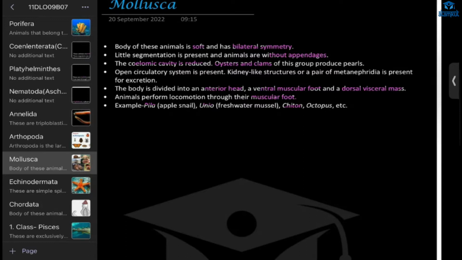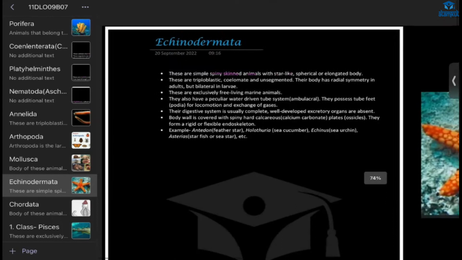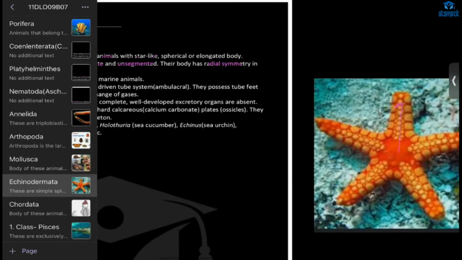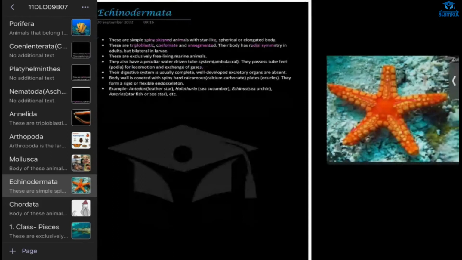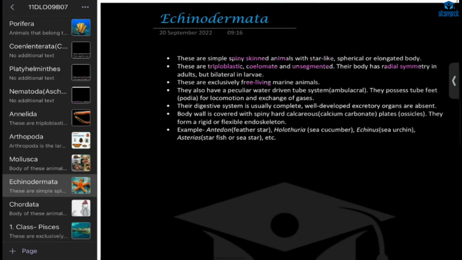All these are examples. Next, we have Echinodermata. What are they? They are spiny skinned animals, starfish. And they are what? Triploblastic, coelomate, and unsegmented. They don't have segments. And next, they have radial symmetry. Right? Radial symmetry. If you cut like this, like this, like this, what will happen? There are equal sizes, equal halves. And next, they are free living. And one more thing, radial symmetry in adult form, but in the larval stage, it is bilateral.